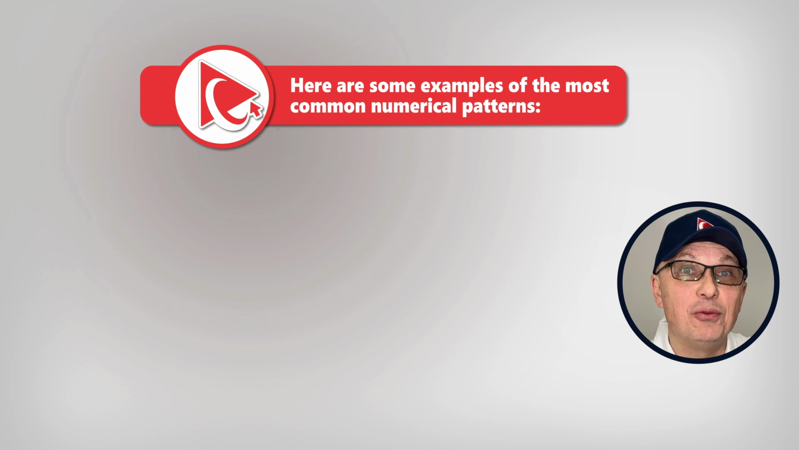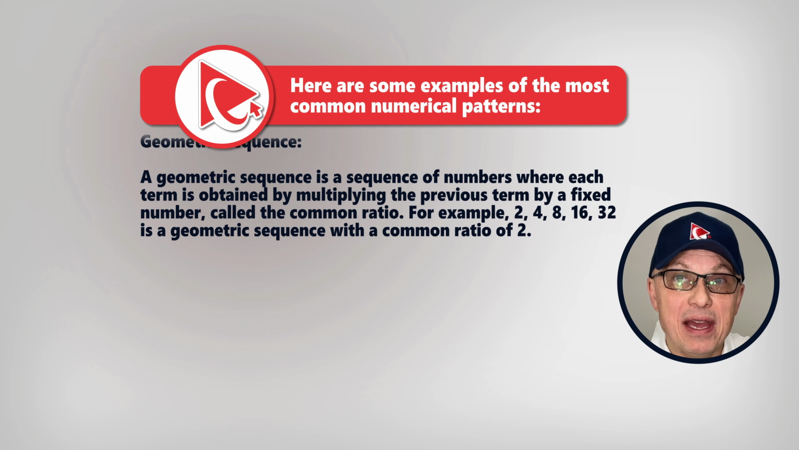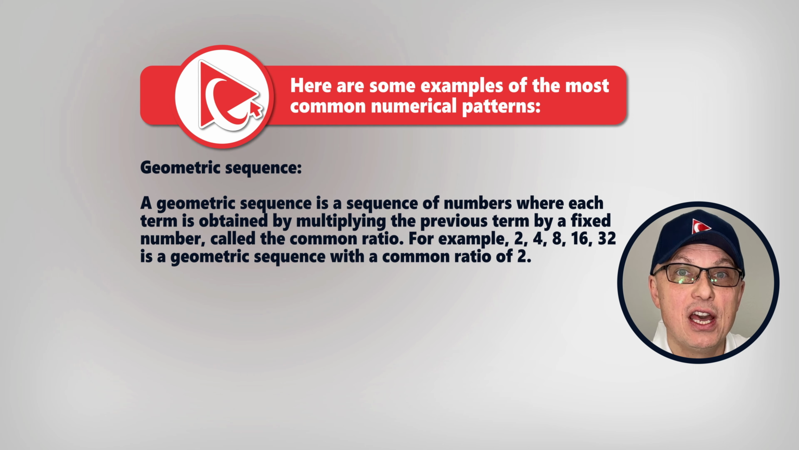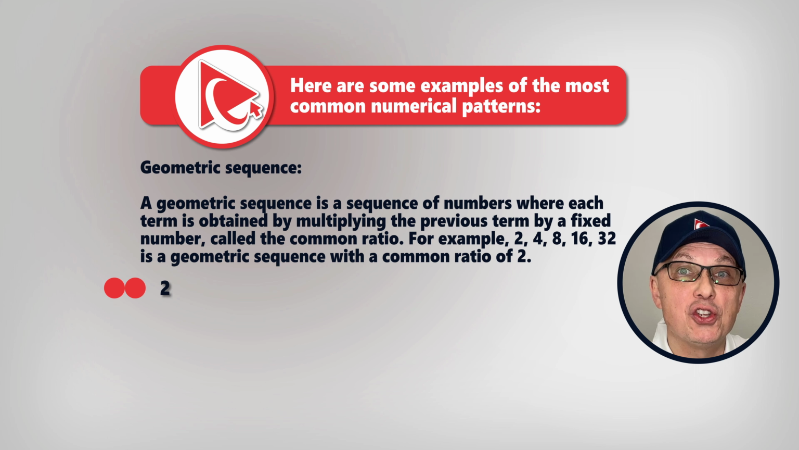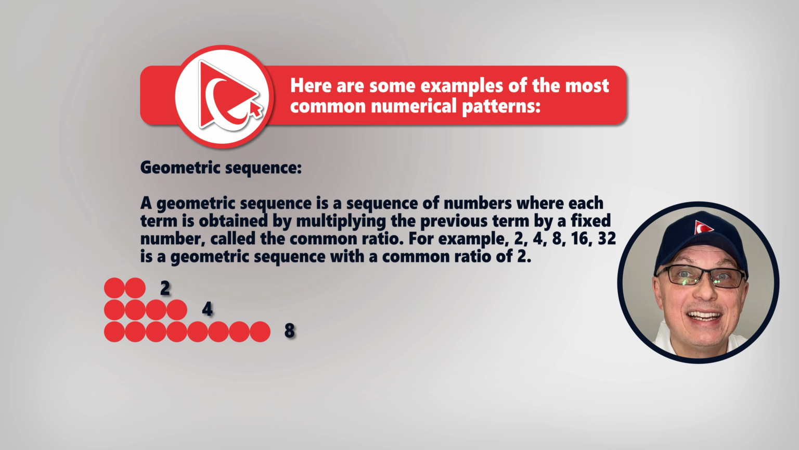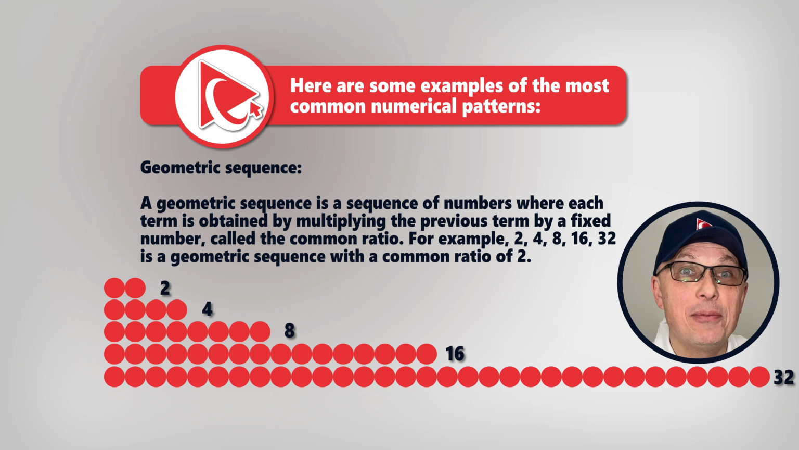Number 2 on the list would be the geometric sequence. A geometric sequence is a sequence of numbers where each term is obtained by multiplying the previous term by a fixed number called a common ratio. Let's look at the example. The numbers 2, 4, 8, 16, and 32 represent a geometric sequence with a common ratio of 2.